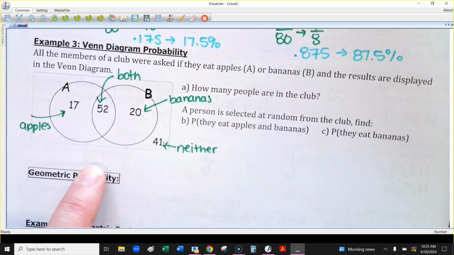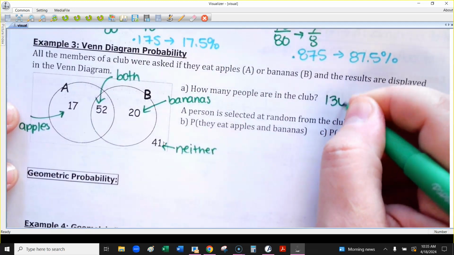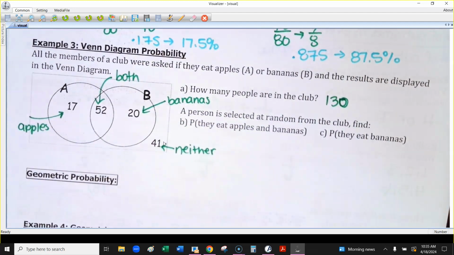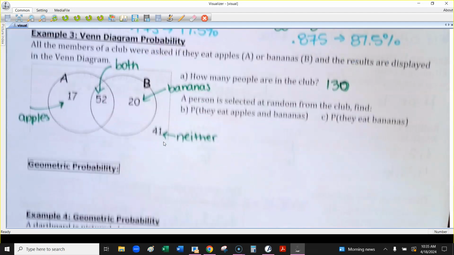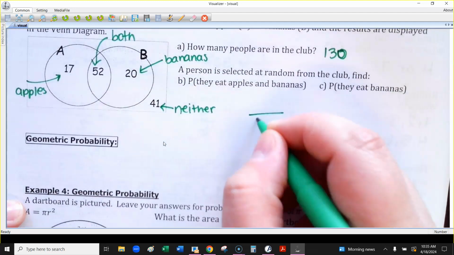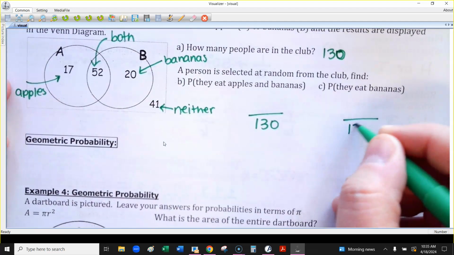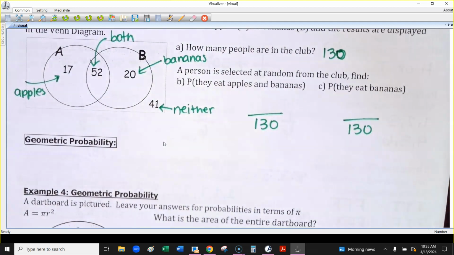So I'm just adding these guys. Sorry, I'm being really lazy today. Should be 130 people if you add that together. Okay. Now, if I'm doing a probability here, the total number of people is 130, so 130 should be on the bottom. So what is the probability I randomly select somebody from this group and they eat apples and bananas? How would you set that up? The 52 would go on the top, exactly.